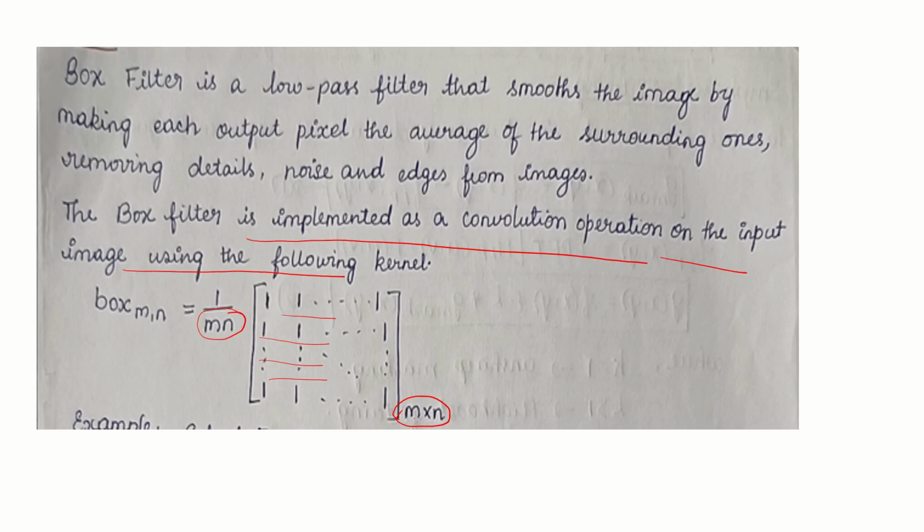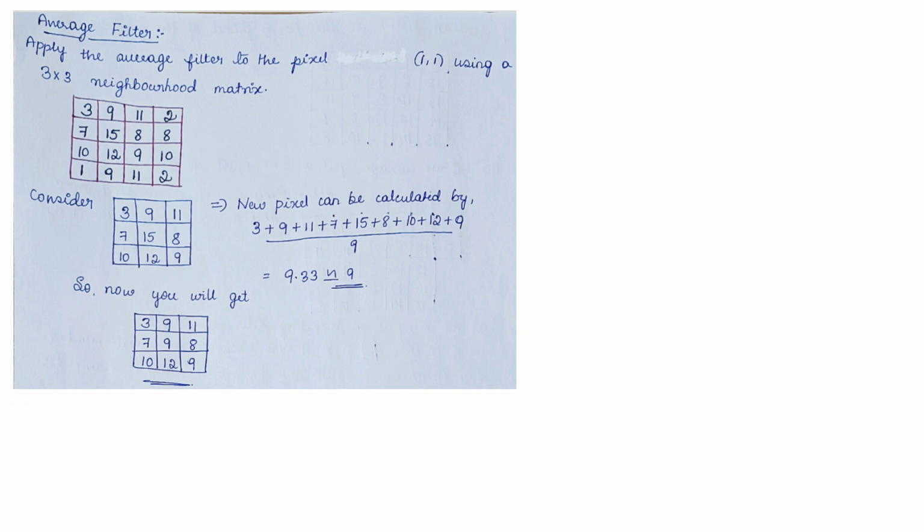Now moving to the next filter operation, that is the average filter. What is the question here? Apply the average filter to the pixel 1, 1 using a 3 cross 3 neighborhood matrix. Okay, average filter is the operation we have to do. Now the pixel of interest we have to consider here, what is that? It is pixel 1, 1.